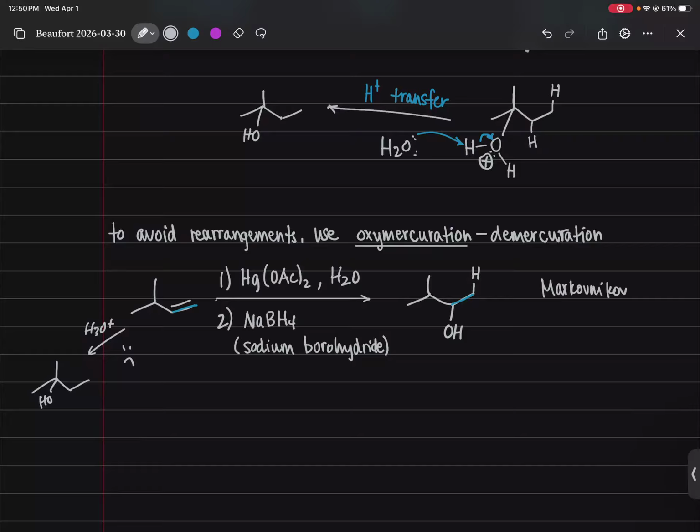Across the double bond without the carbocation rearrangement. Unsurprisingly, there's no carbocation formed in this process. We're not going to talk about the mechanism.